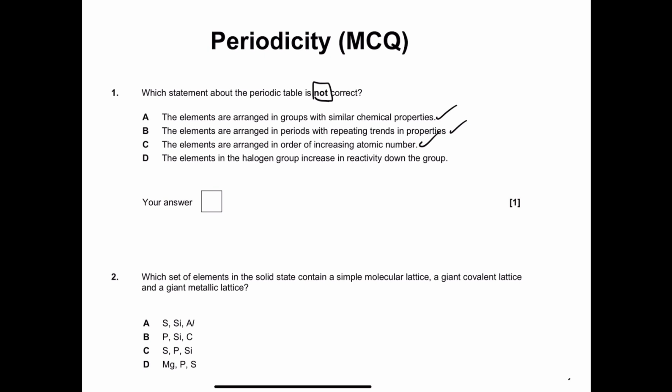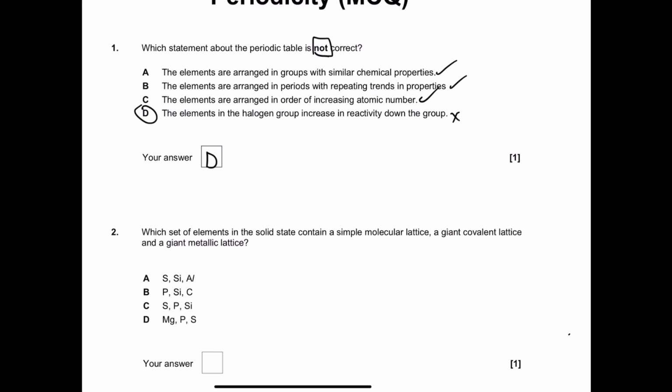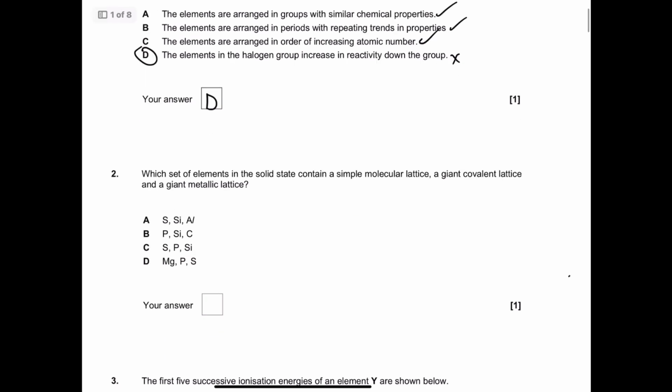But D is obviously what I'm immediately thinking is going to be wrong, but let's just check anyway. The elements in the halogen group increase in reactivity down the group. That is wrong. They decrease in reactivity down the group because as you go down the group, atoms have more shells, more shielding, therefore it's weaker nuclear attraction and harder to attract the extra electron that it needs to gain a full shell.